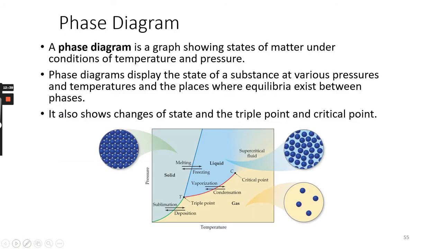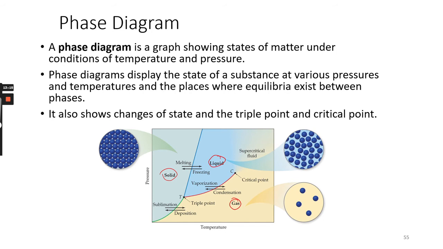Now let's talk about phase diagrams. A phase diagram is a graph that shows the state of matter under pressure and temperature. So if you know the pressure and temperature of your substance, you look at this diagram, and you can tell what state it'll be in. Will it be a solid? Will it be a liquid? Will it be a gas? The solid state is always at the lower temperatures, the liquid's in between, and then the gas is at the higher temperatures. The lines are where you have equilibrium.